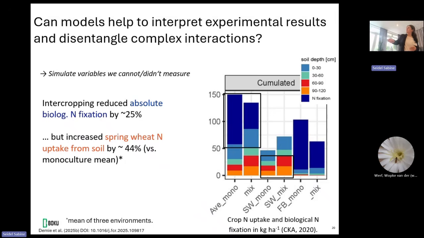But what we also see is that the spring wheat N uptake from the soil has been increased. So this is a mean. It's not exactly the value you see here, but it's a mean over all environments. What you can see here is that for spring wheat in the mixture, the N uptake, especially in the lower layers, is higher as compared to the monocrop, which is also clear because it has just more nitrogen available. Right?